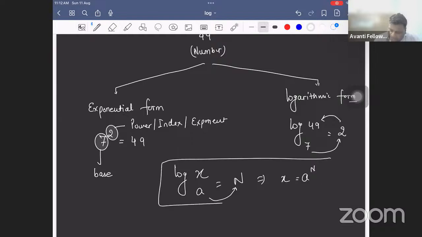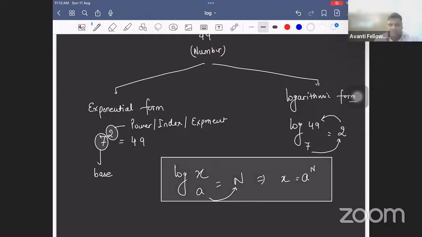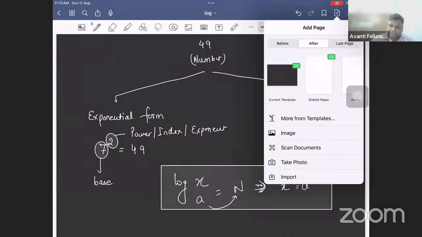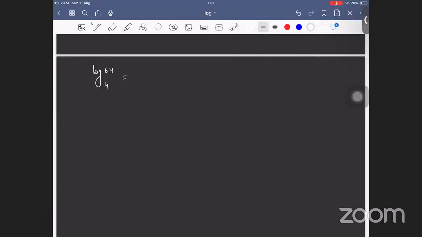Very, very, very important. This is how we are going to understand the entire logarithm. Log x base a is n means a to the power n is equal to x. Like if I ask you certain values, log 64 base 4, what will be the answer? Now we are going to do it like this: what should be the power of 4 to make it 64?